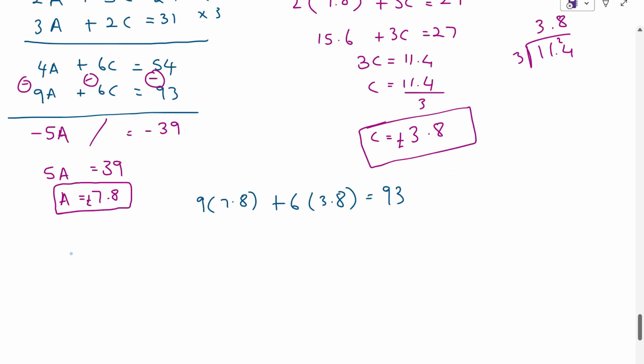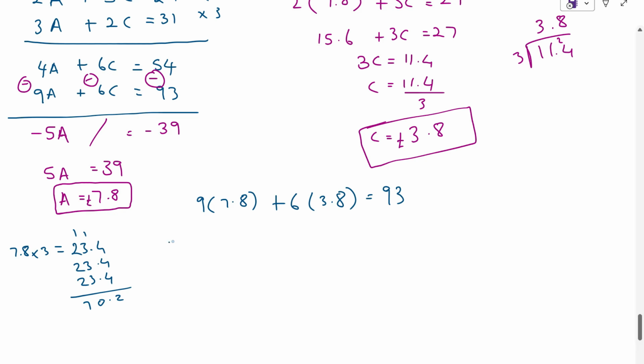Okay, it's going to be a bit of a long-winded multiplication, but it's fine. So 7.8 times 3 gives us 23.4. Let's times that by 3. It gives us 70.2. And 6 times 3.8.